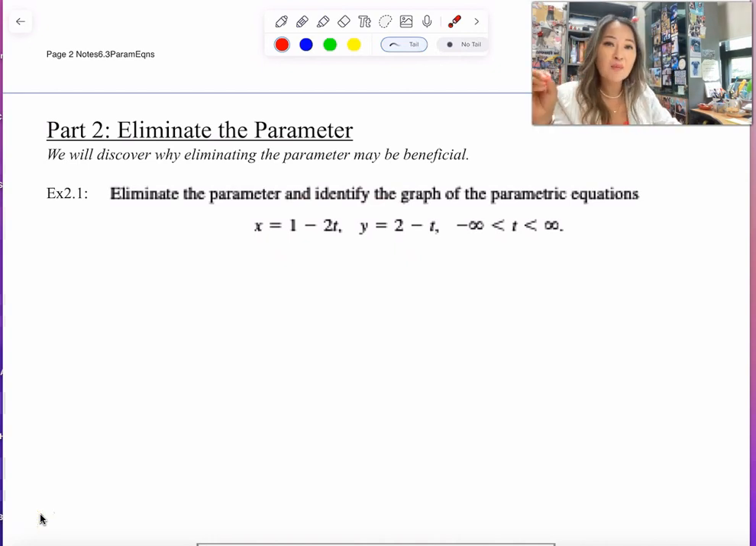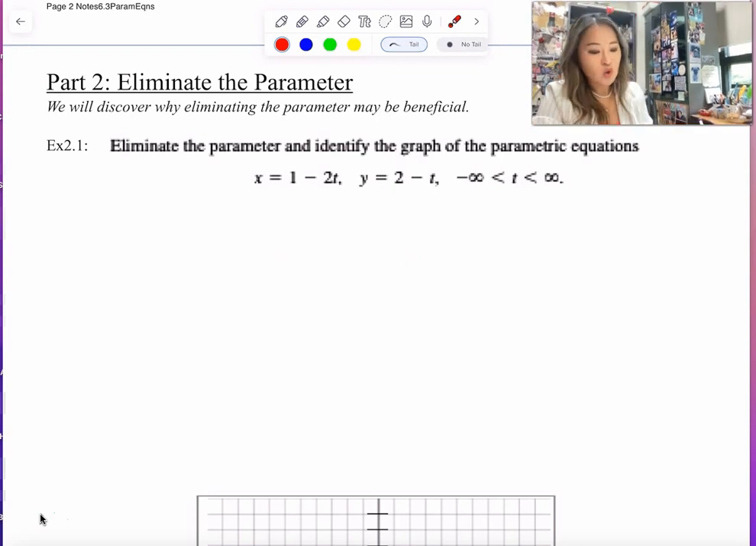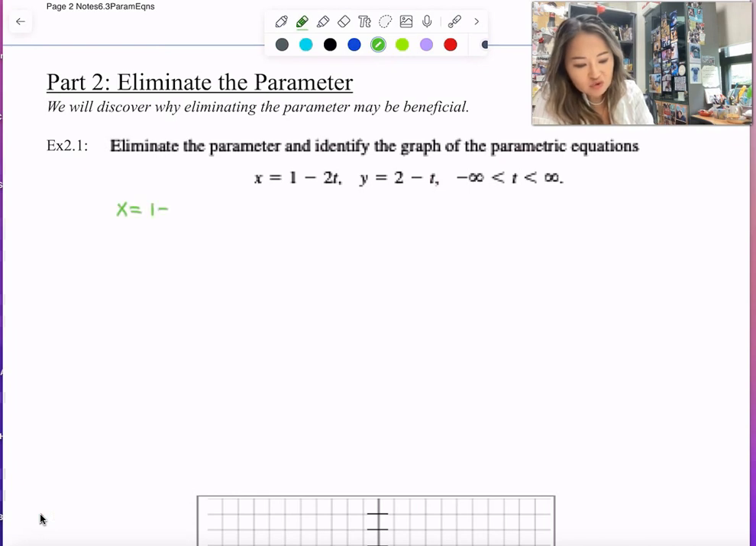Let's actually first eliminate the parameter and see if we can tell what this graph is. And then we'll match it if we use parametric equations to actually graph, okay? So let's try this. We have x equals 1 minus 2t, and y equals 2 minus t. And it looks like t continues indefinitely, from negative infinity to infinity. So I know that x is 1 minus 2t. And here's the thing, you could choose whatever is easier for you. We're probably going to use substitution, right? Should we solve for t in terms of x or in terms of y? Whatever you want. I'm going to just use the x because it's the first equation given.